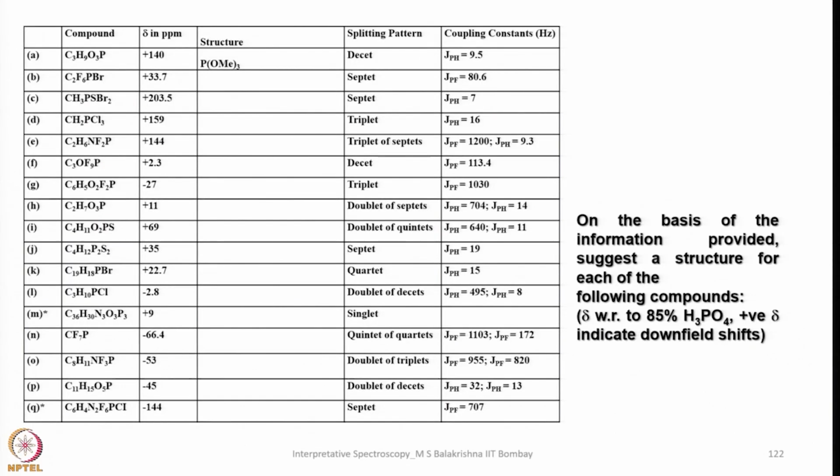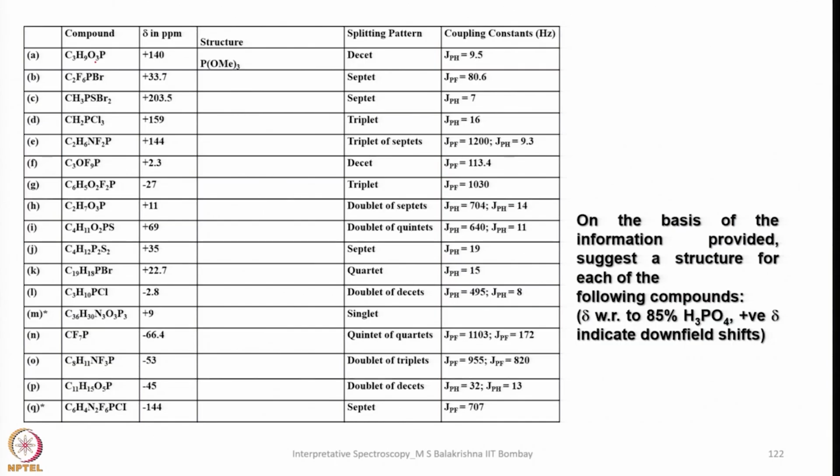So, now I have listed compounds. I have given the molecular formula here, and also the corresponding chemical shifts. If you recall the extensive list I gave you in one of my previous lectures, compare from that where exactly the chemical shift falls, and based on whether it is downfield shifted or upfield shifted, you have to write the spectrum.